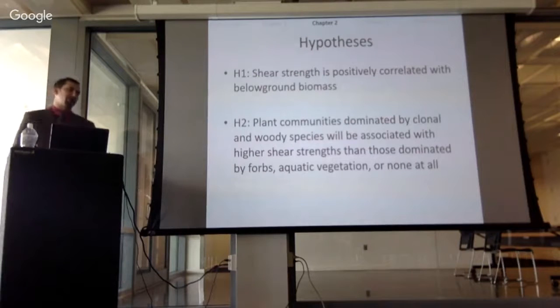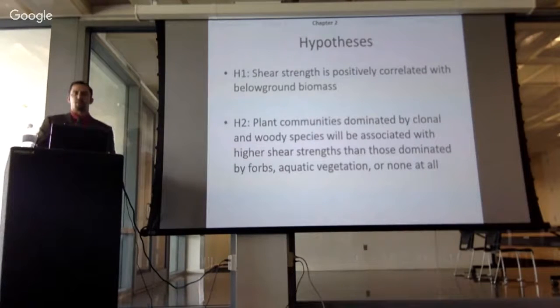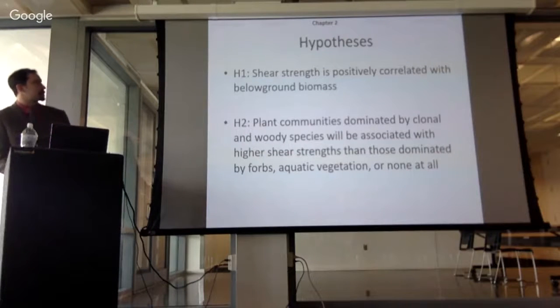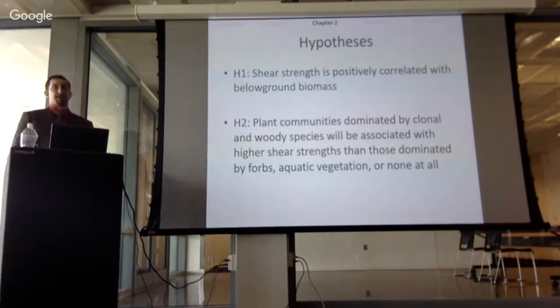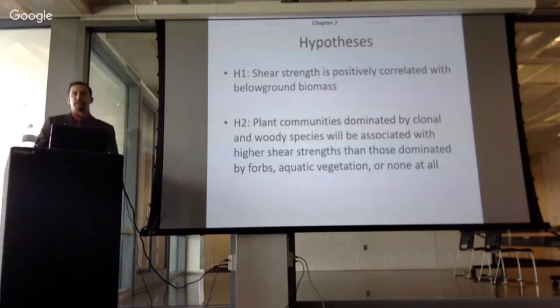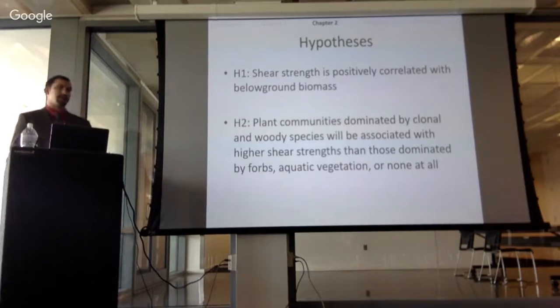However, you can measure shear strength, which describes the amount of force required to break sediment or soil. I accomplished this with basically a little vane you put in the soil. It has a torque meter on it. You can convert that into shear strength. And the two hypotheses: first, I needed to see a positive significant correlation between below ground biomass and shear strength. And if that was satisfied, I again expected to see that clonally growing plants such as grasses and sedges, along with woody species that have really large roots, should be associated with higher shear strengths than other types of plants or no plants at all.